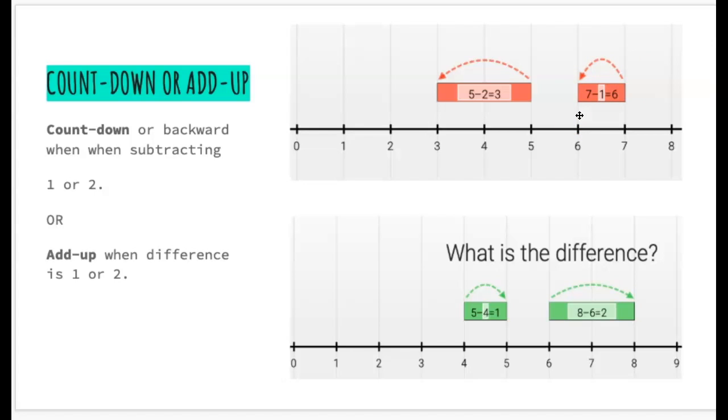And we might even just do it without even realizing it. Or here we have 5 minus 2. Well, we know that 5 minus 1 is 4, so 5 minus 2 must be 3. So here again, counting down is a really easy strategy, and it takes very little effort, and it's still pretty accurate.